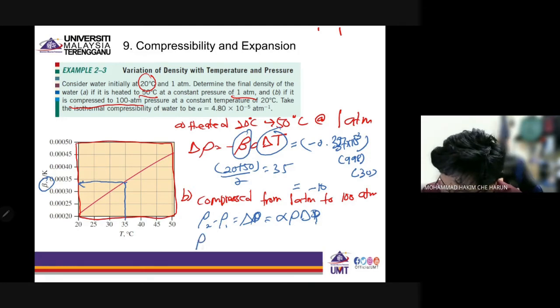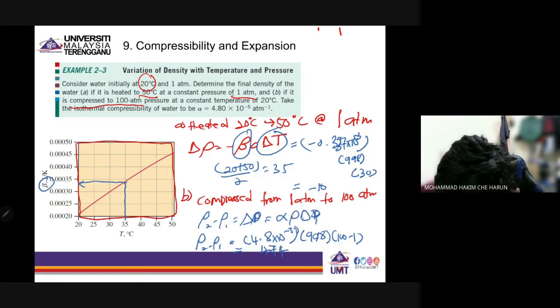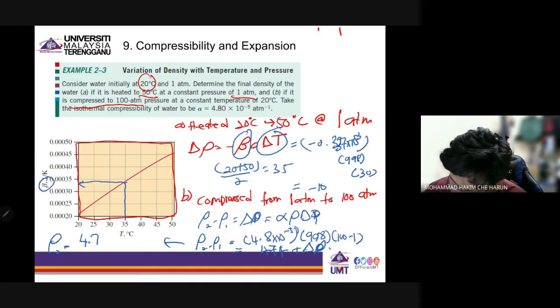Jadi rho 2 minus rho 1 equal to 4 times 8 times 10 to the power negative 5 times 998 times with the 100 minus 1. So you will get 4.74 plus the delta P, delta rho. So the answer for the rho 2 equal to 4.74 plus 998. So you will get the answer here.